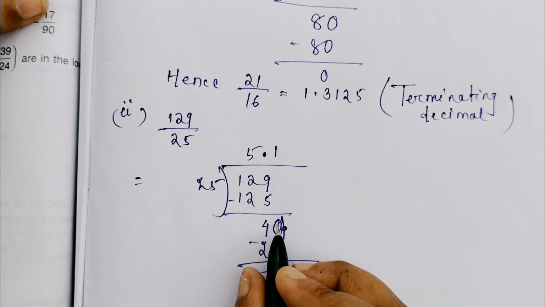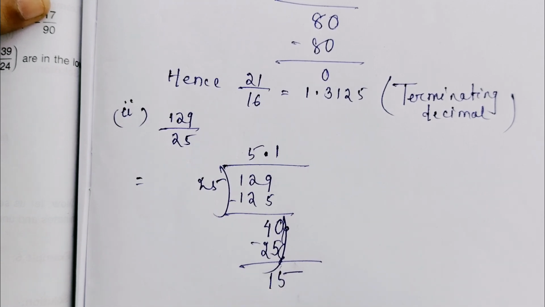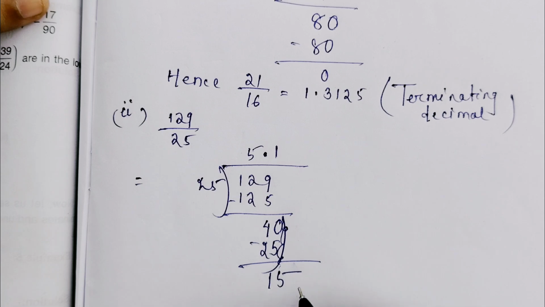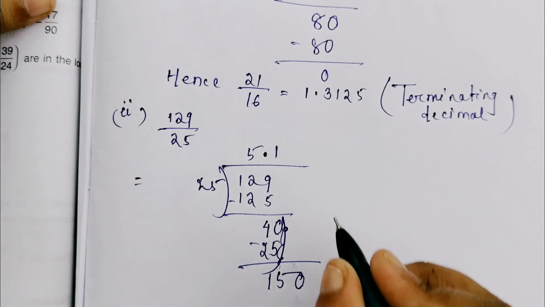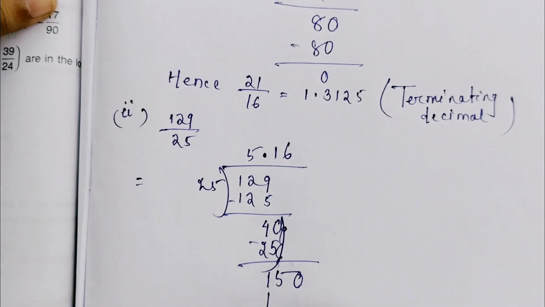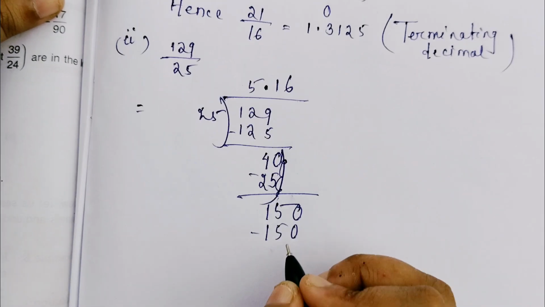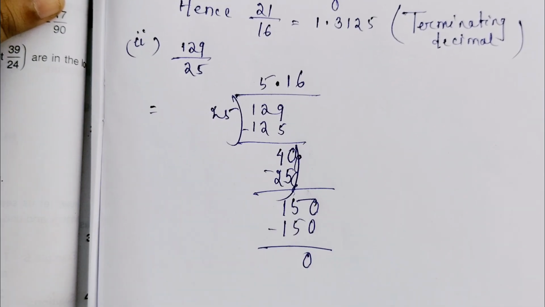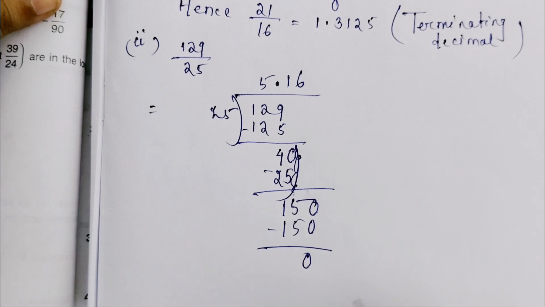Then 15 is also less than 25, then you put here also 10, 150. Then 25 6s are 150. Then 150 minus 150 is 0. Here we find the remainder is 0, so it is also a terminating decimal.